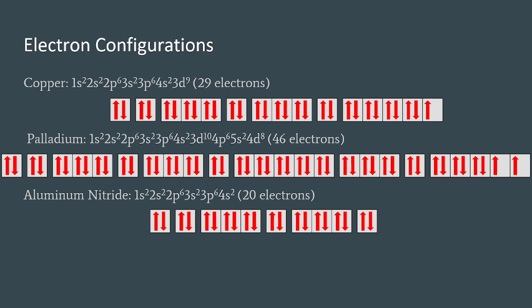Our second metal was palladium. The electron configuration for palladium is 1s2, 2s2, 2p6, 3s2, 3p6, 4s2, 3d10, 4p6, 5s2, 4d8. And then our semiconductor was aluminum nitride, which has an electron configuration of 1s2, 2s2, 2p6, 3s2, 3p6, and 4s2. And then below each of those, it shows the picture for the electron configurations.